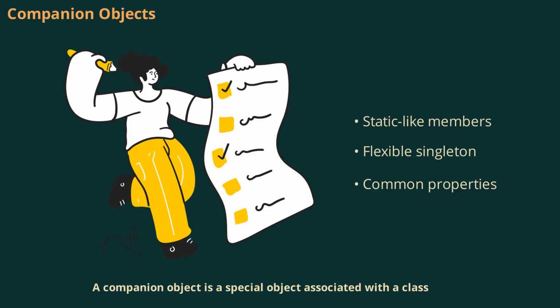Companion object is a special object associated with a class, allowing you to define properties and functions directly within the class. Companion objects act like static members in Java, but are more flexible. They are used for holding methods and properties common to all instances, such as counters or factory methods.